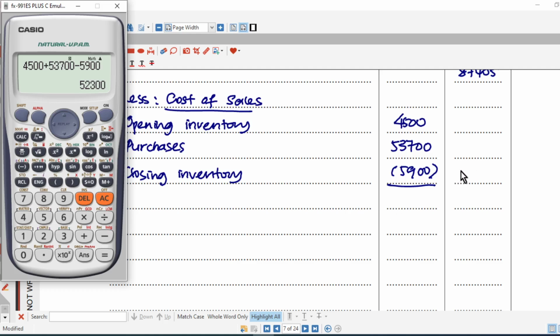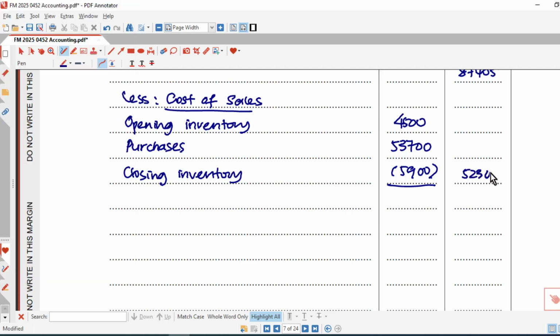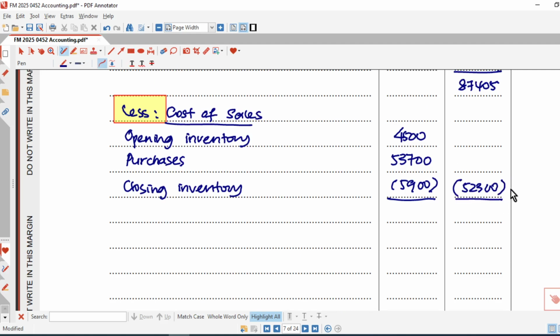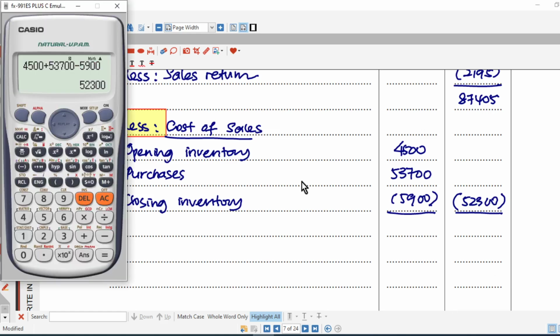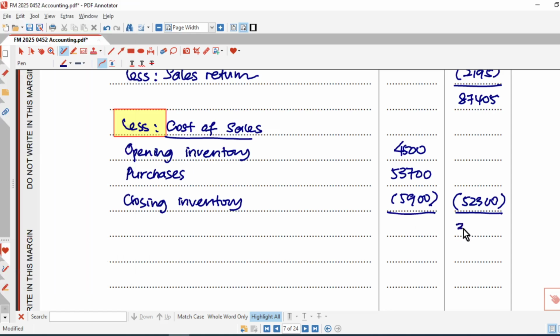So we get $52,300 [sic]. Now remember, this is a less, right? Less cost of sales. So we're going to deduct this figure from the revenue figure. So 53,200 minus 87,405. So I get a gross profit of $35,105. That is the first part of my income statement.